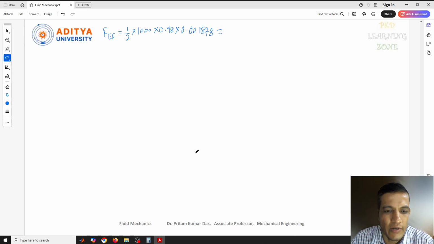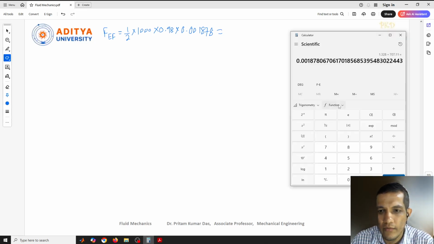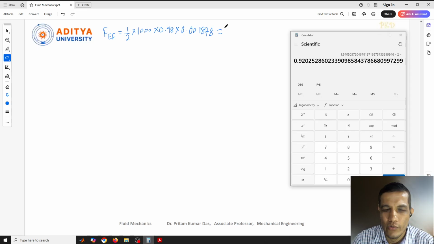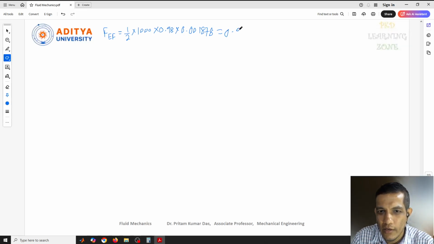So this will give you the final drag force for the laminar one. This one we can multiply directly. Here 1000 is there, 1000 into 0.98, and divided by 2, 0.92. So this is 0.92 Newton. Okay, this is the drag force up to where the laminar boundary layer exists.